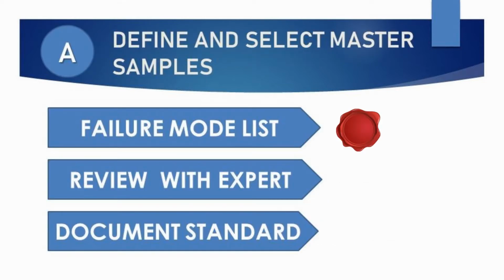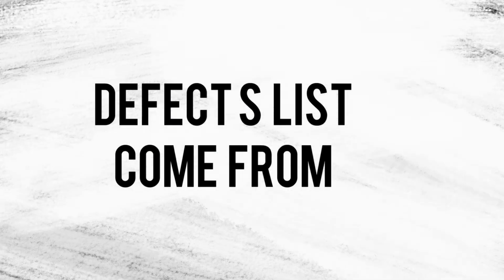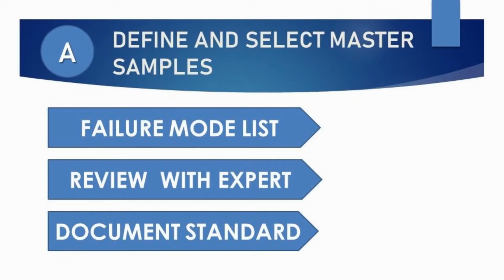How are we going to define and select the master samples? First, we need to write down a failure mode list that can come from the customer. It can also be pulled from the FMEA or the list of rejects that we have had through history. The next step is to review with the expert. That could be the customer, or also some internal expert who is going to help us define what is and what is not a defect from this failure mode list.